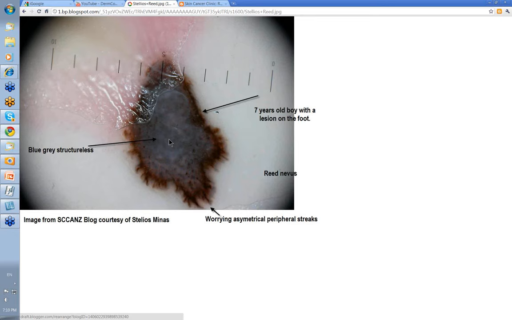Now, certainly if you saw that in an adult, especially when the lines radial peripheral is a bit asymmetrical here, you would get very worried that it could be a melanoma and you'd cut it off. And in point of fact, a lot of reed nevi do end up getting cut off. If they're seen characteristically in a young person under the age of about 14, then you can quite safely leave them and watch them. But once you get the other side of 20, if someone presents with a lesion like this, you are often very loath to leave it and monitor it. And the vast majority end up being excised and submitted to the pathologist for exclusion of melanoma. So as I've said here, with this one, worrying asymmetrical peripheral streaks, seven-year-old boy, but it was in fact a reed nevus.